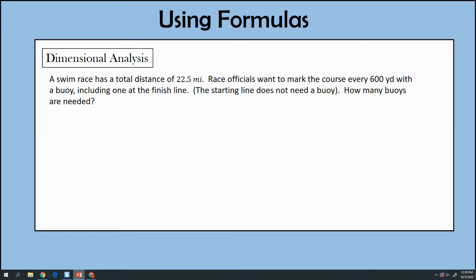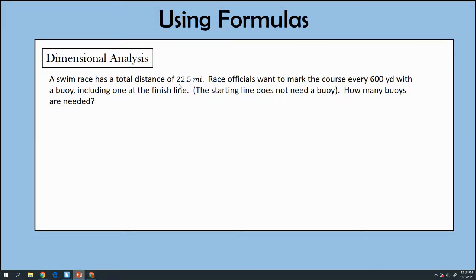Another example: a swim race has a total distance of 22.5 miles. They want to mark the course every 600 yards with a buoy, including one at the finish line. The starting line does not need one. How many buoys are needed?